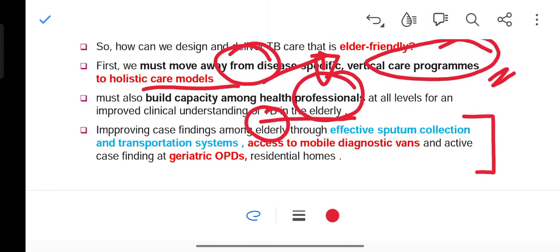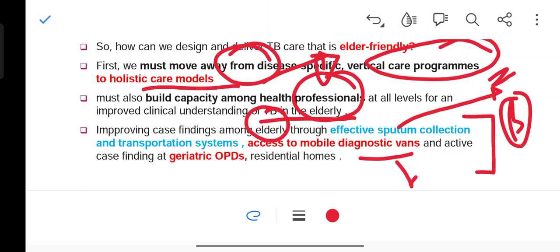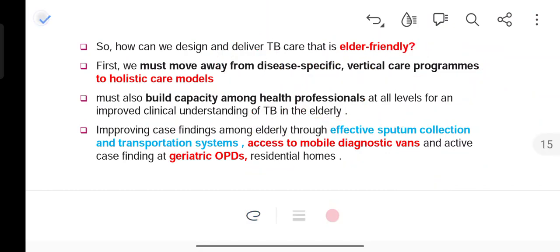And for that we have effective sputum collection. Sputum means balgam in Hindi. And we can have access to mobile diagnostic vans, so that the infected patient can be diagnosed, and also active case finding at geriatric OPDs and residential homes as well.